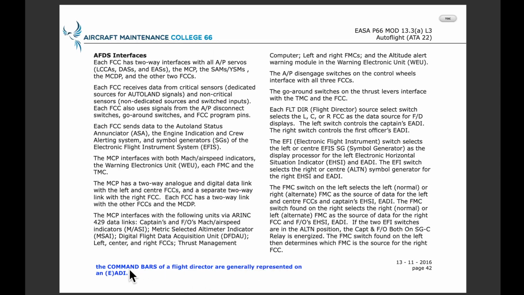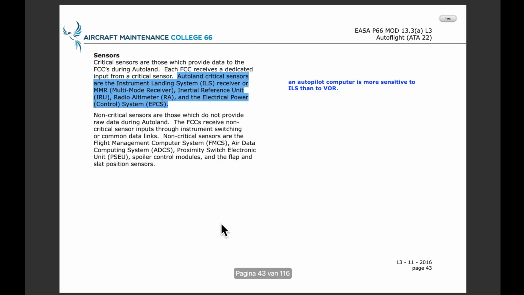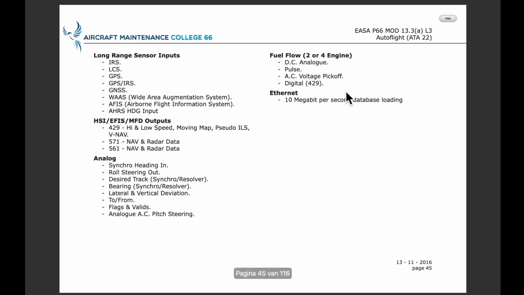The command bars on a flight director are generally represented on the ADI, Attitude Director Indicator, or Electronic Attitude Director Indicator. So as you can see in one of the pictures. Auto-land critical sensors are the instrument landing system receiver, or multimode receiver, inertial reference unit, radio altimeter, and the electrical power control system. An autopilot computer is more sensitive to ILS than to the VOR. Nice to know.